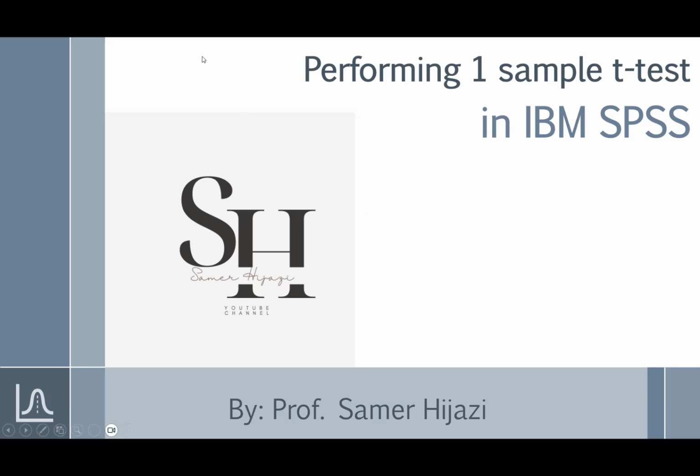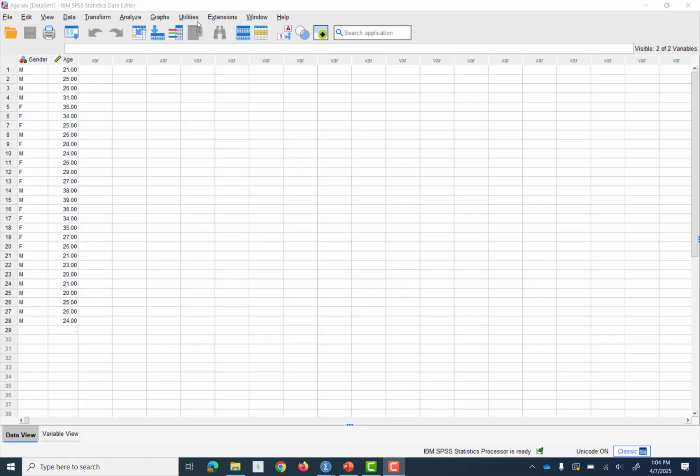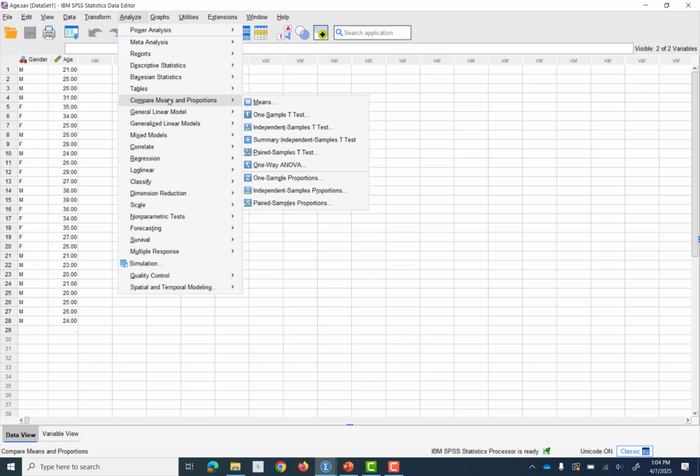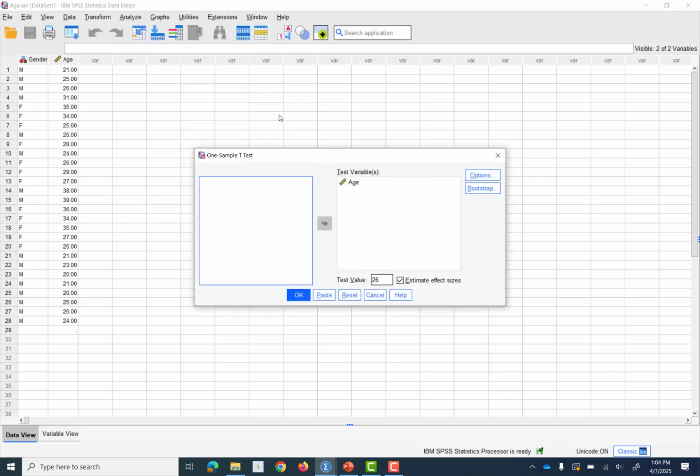So to start, we're going to open SPSS. As you can see here, I'm performing a t-test on, let's say, age. In order to do that, we have to go to Analyze and go to Compare Means and Proportions. And of course, we're going to go to one sample t-test. So first thing I'm going to do is add the age variable.